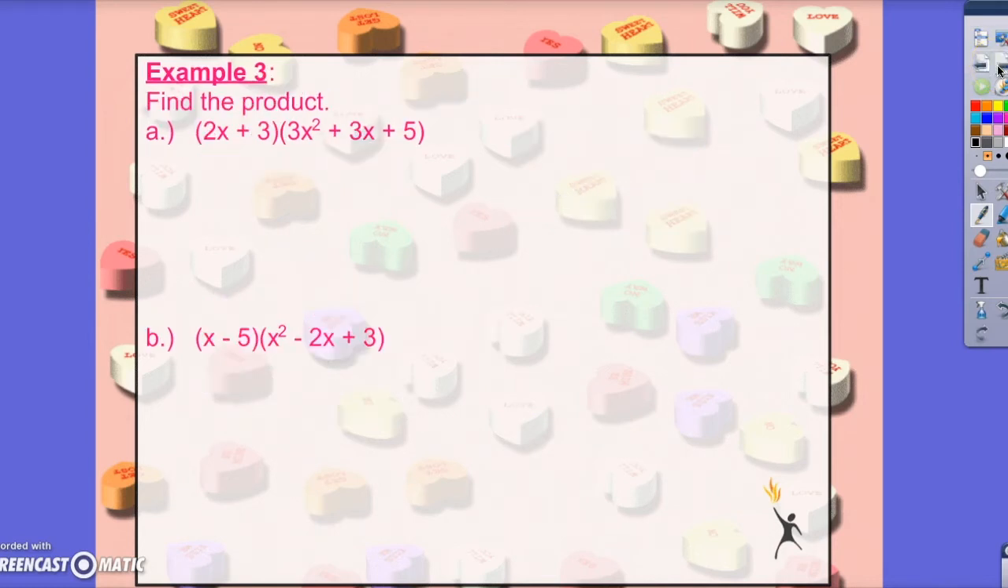Now for the next part, we're going to take a look at multiplication. So that was adding or subtracting, which I think is fairly simple. The next part we're going to take a look at is finding the product. You've done problems like this before. Product obviously means multiply. Now be careful.